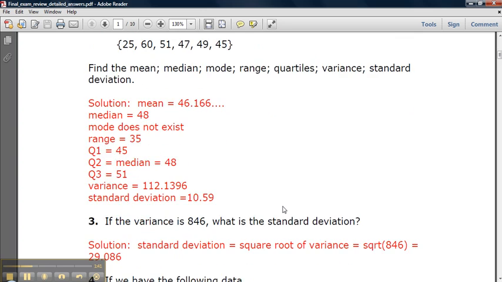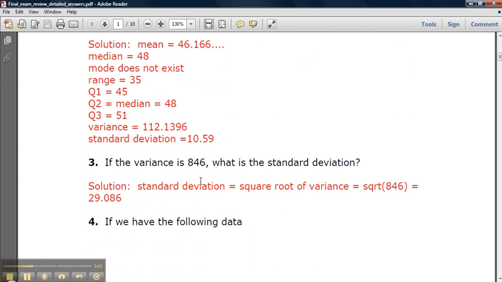Okay. Number 3, the variance is 846. Just remember the way you find standard deviation. If you're given the variance, you just take the square root of the variance.